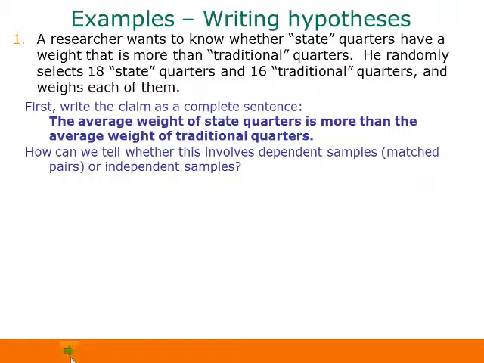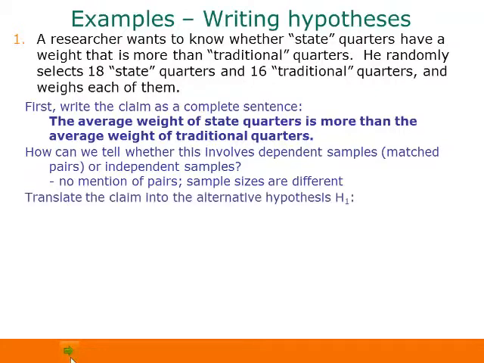Our first question is, how can we tell whether this involves dependent samples, matched pairs, or independent samples? If you look at the problem, there's no mention of pairs, and the most important thing in this one is that the sample sizes are different. If you have two different sample sizes, then there's no way it can be matched pairs. So this has to be two independent samples.